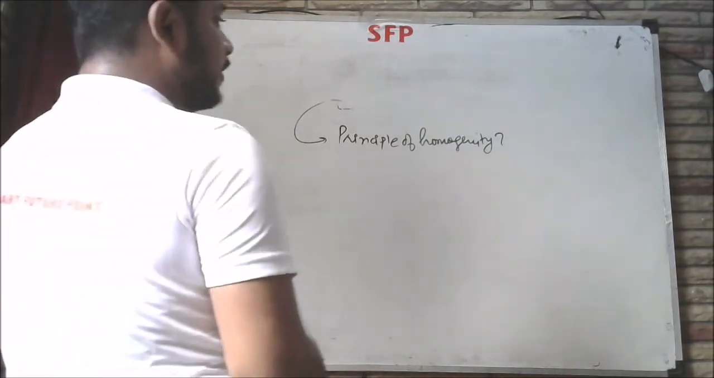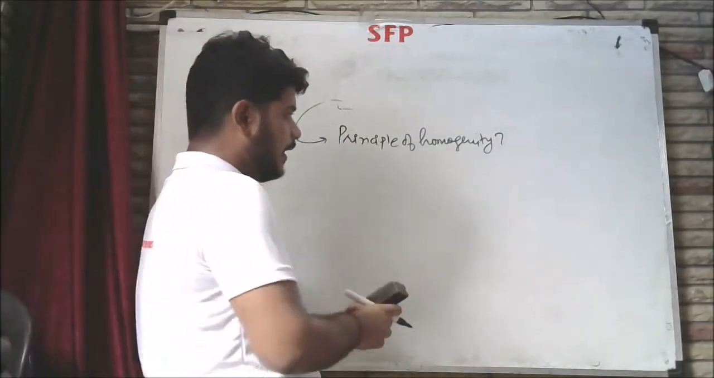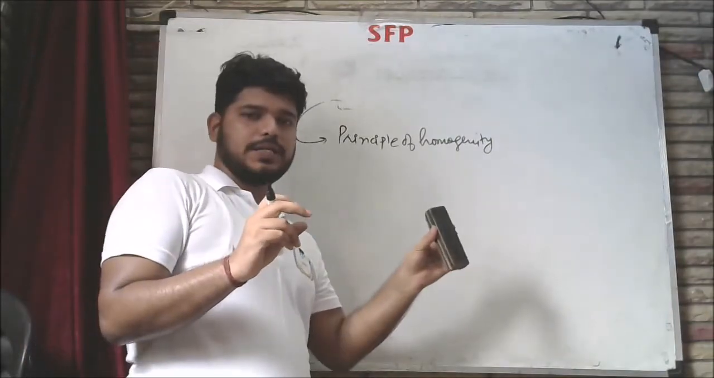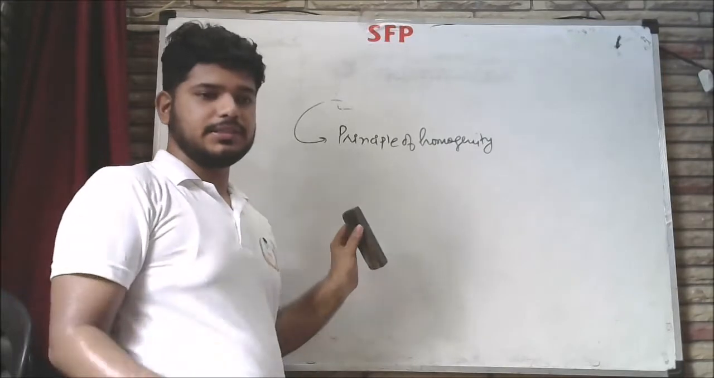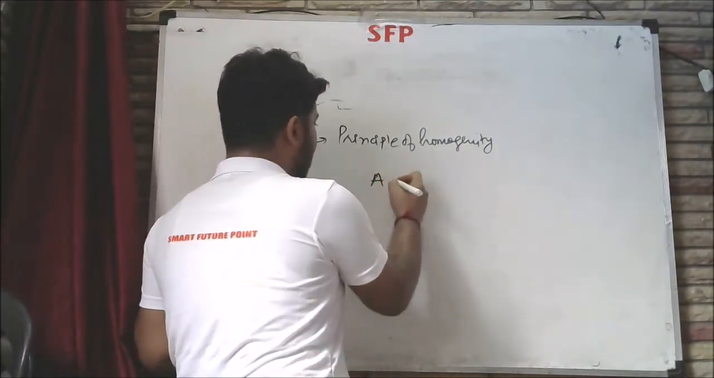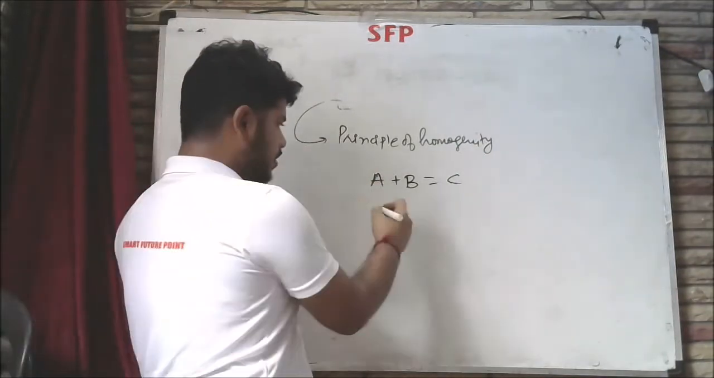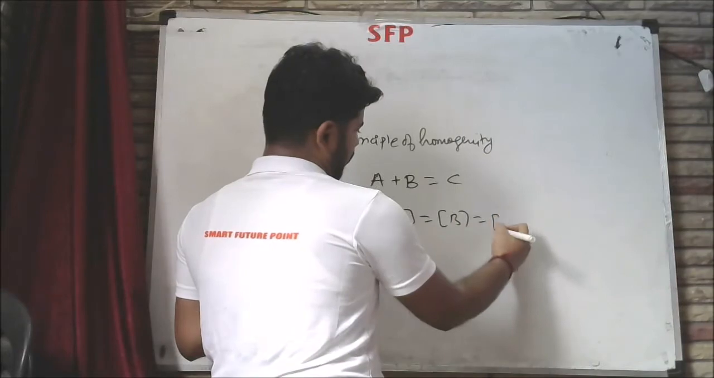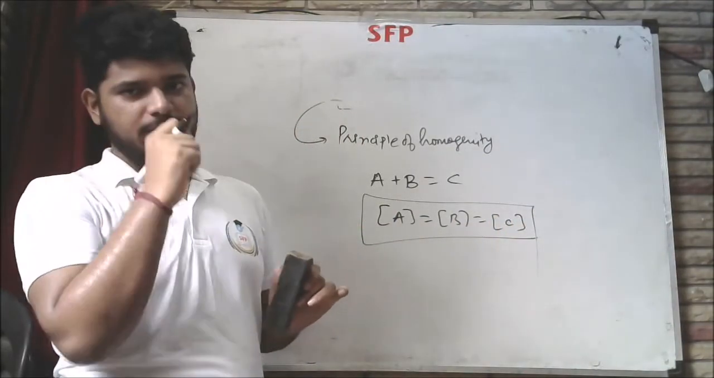Fine. So I was asking about the principle of homogeneity. What is it? It says that if we are adding some quantity with some other quantity, then both have the same dimension. Means if you are adding A plus B, and the answer is giving you C, it means the dimension of A will be equal to the dimension of B, which will be equal to the dimension of C. This is very common. We all have observed that.